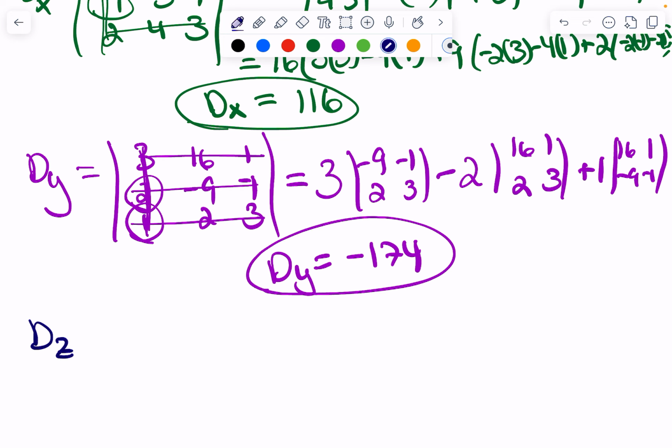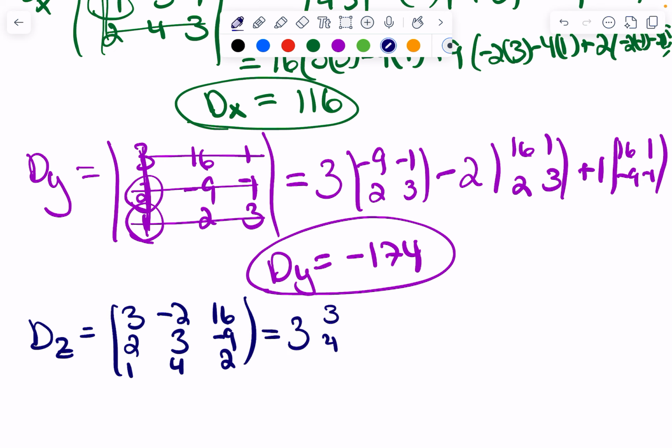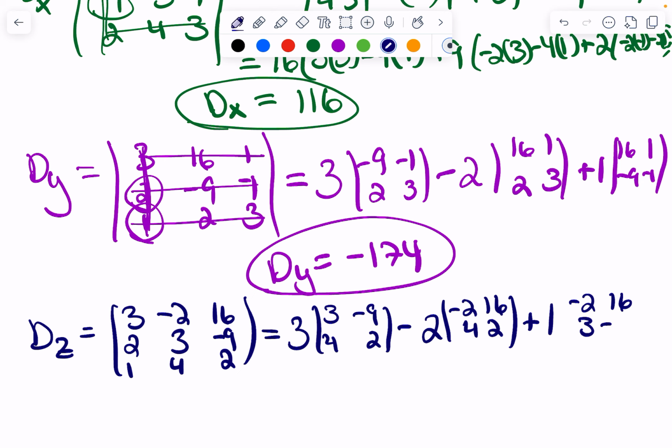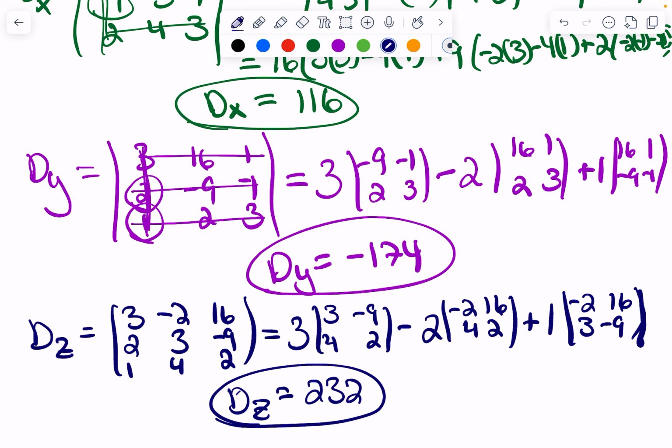Z was 3, 2, 1, negative 2, 3, 4, 16, negative 9, and 2. So 3 times 3, 4, negative 9, 2, minus 2, negative 2, 16, 4, and 2, plus 1 times negative 2, 16, 3, and negative 9. Oops, that should be a straight line. And when we do the calculation, we get 232.